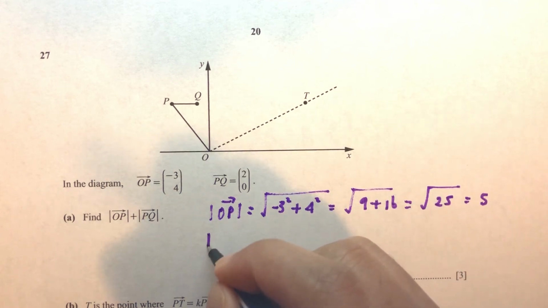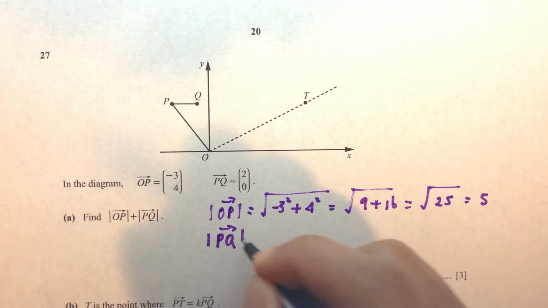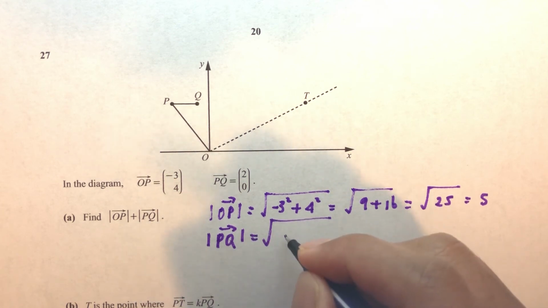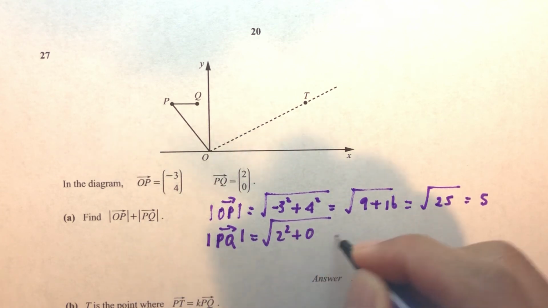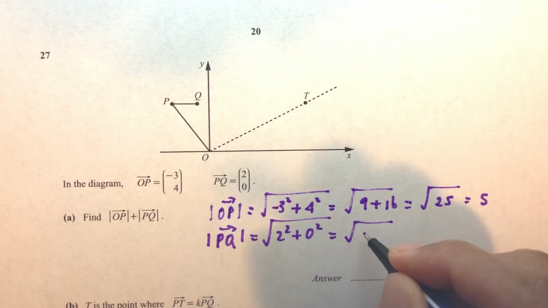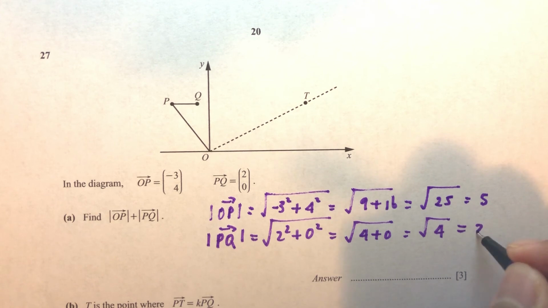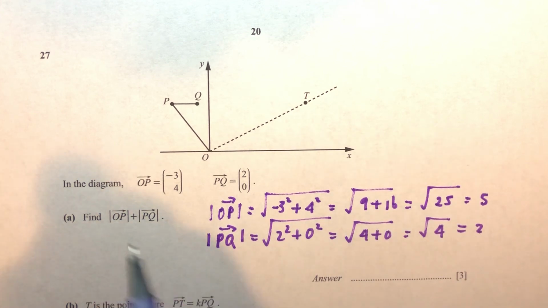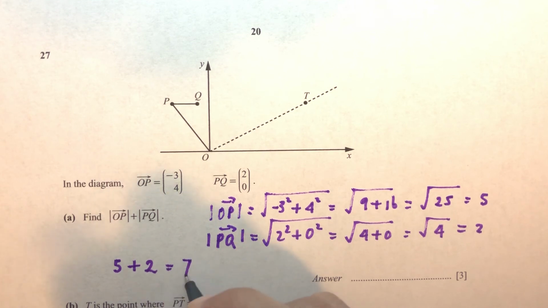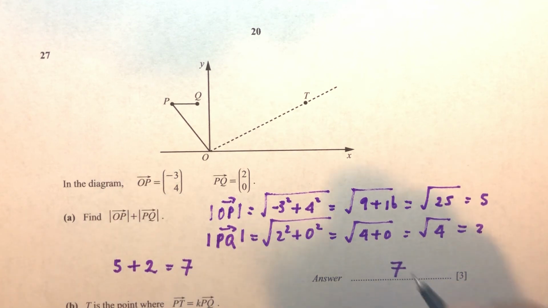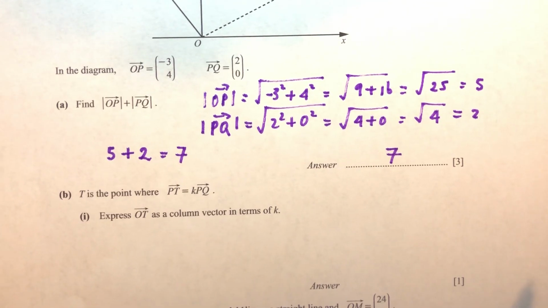So now find the length of PQ. Square root of 2 squared plus 0 squared. That will be 4 plus 0. That will be square root of 4. That will be 2. So OP plus PQ is 5 plus 2. That will be 7. So the answer is 7 for this addition. Now moving on to part B.